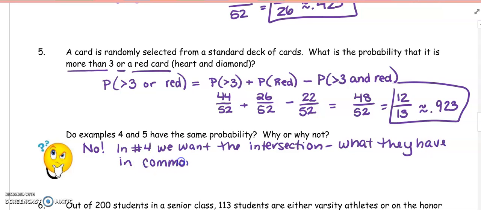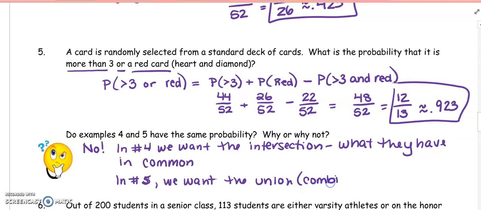While in number 5, we want the union. That is combining all. Combining, forgot the N on there. All without repeating.